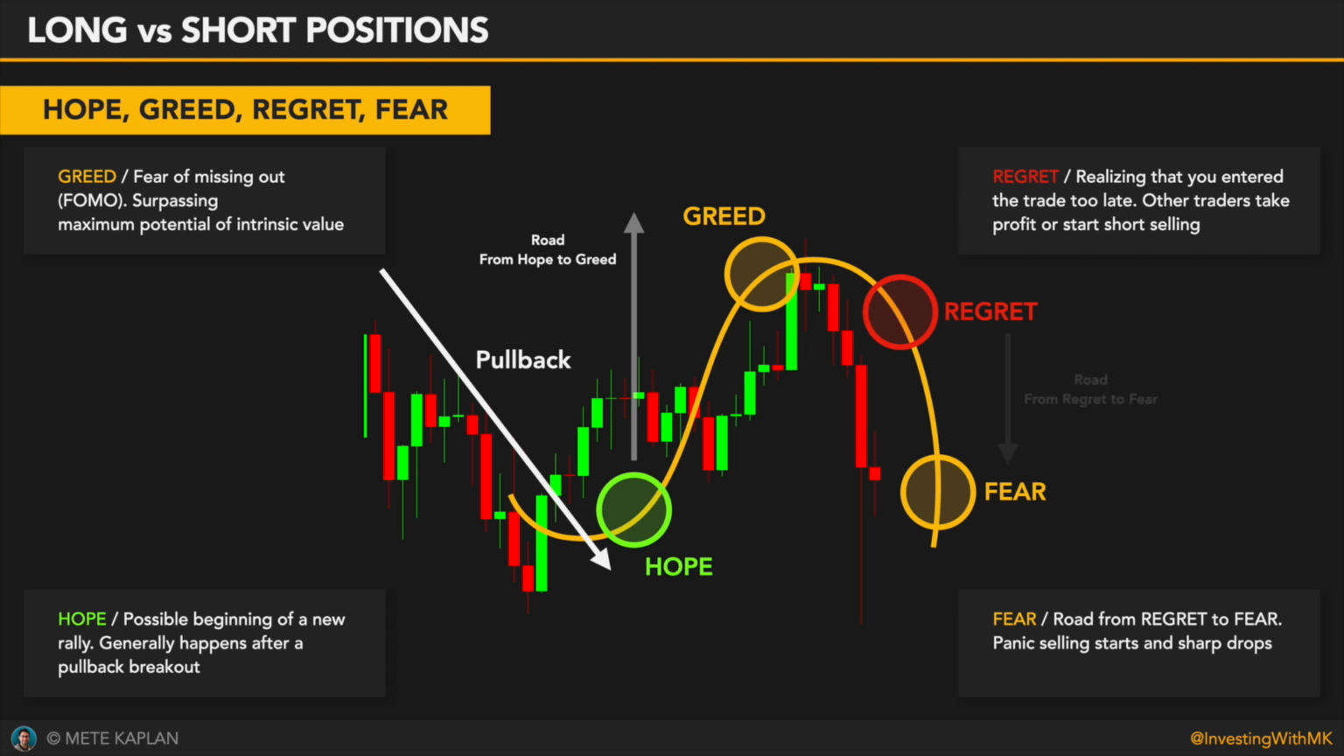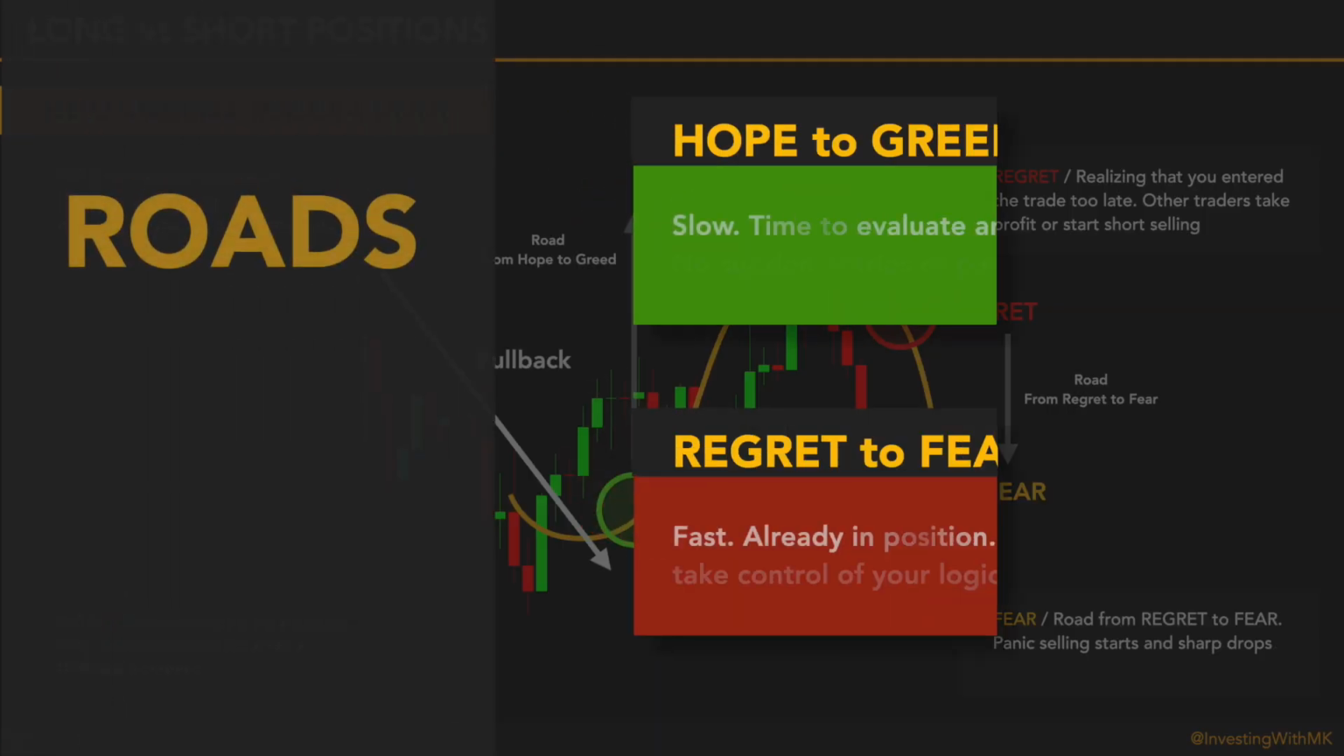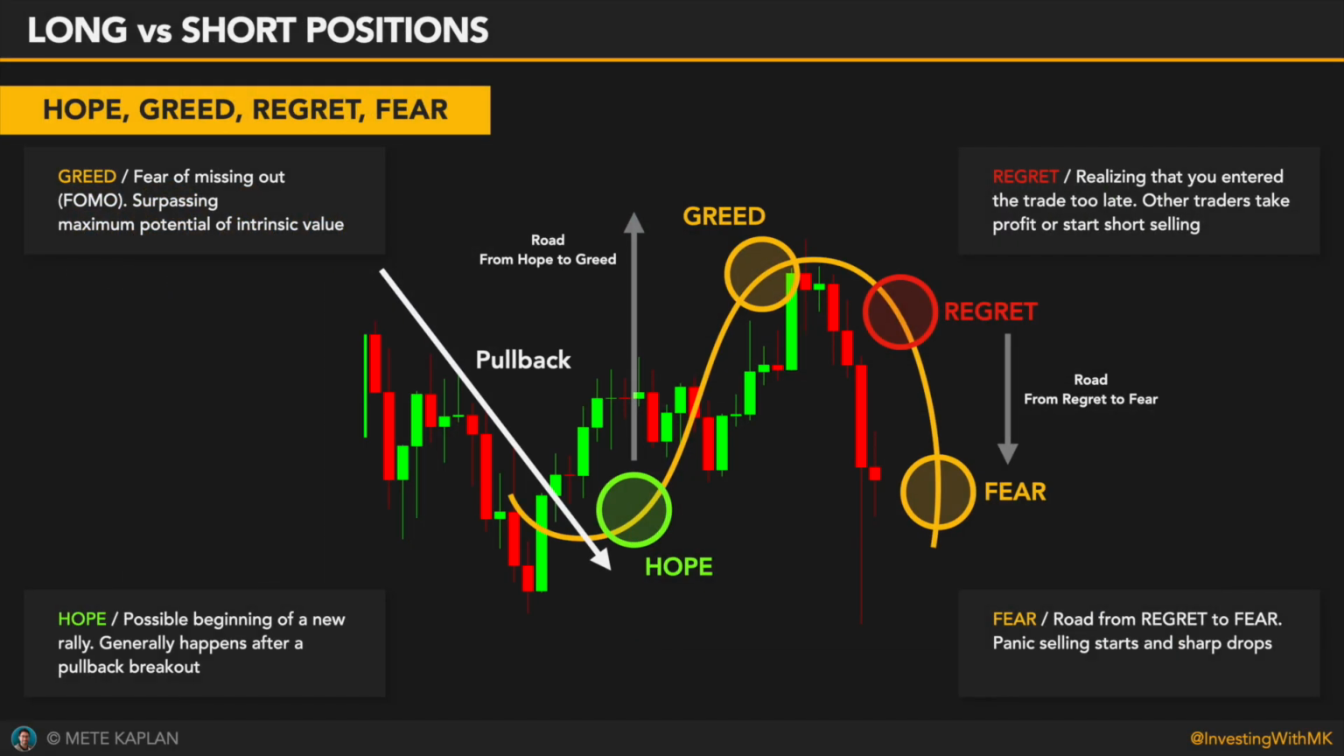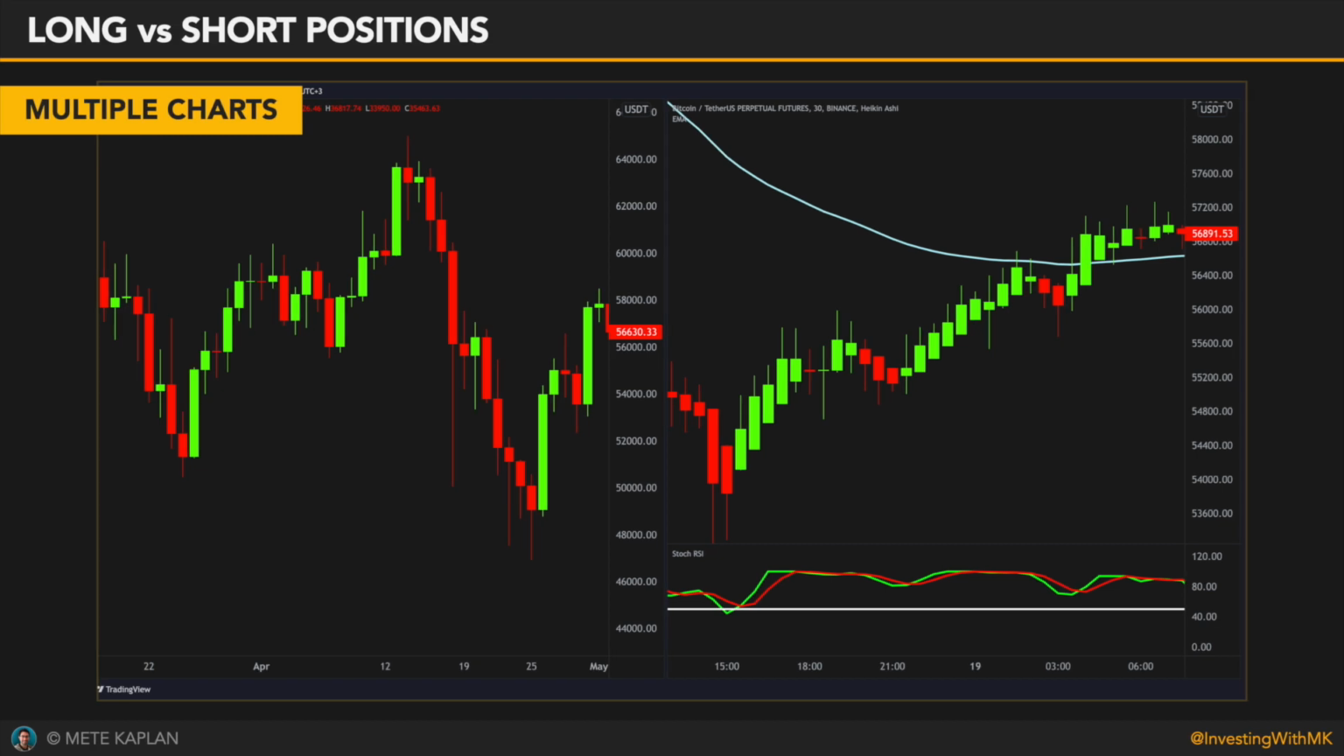This is called the road from regret to fear. Hope and greed are different. You have nothing to lose unless you enter the trade. So, as a result, the road from hope to greed is slow, with time to observe things. But the road from regret to fear is quick because you are in the position and your life savings are on the line. I hope you gained a bit of knowledge about fear and greed.